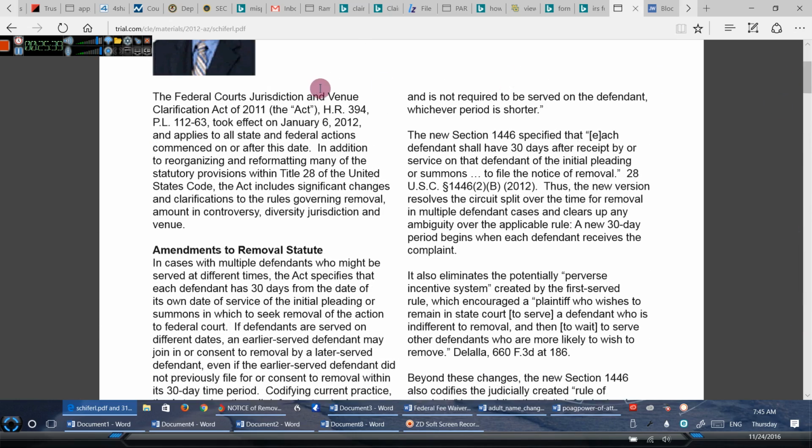Hate it. Anyway, the Federal Courts Jurisdiction and Venue Clarification Act of 2011, the Act, okay, took effect January 2012. It applies to all states, and federal actions commenced after this date. Guess what, ladies and gentlemen, this applies to all of you in every single state you exist in. In addition to reorganizing and reformatting many of the statutory provisions within Title 28 of the United States Code, which is the Judiciary Act, the Act includes significant changes and clarifications on the rules governing removals, amount in controversy, diversity, jurisdiction, and venue.